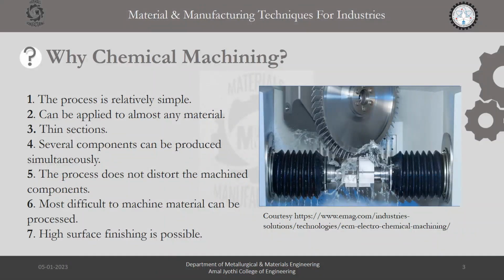This process does not distort the already machined components. So if the material has undergone a machining process before the chemical machining is applied, the chemical machining process itself does not distort the already machined parts. The next one is that the most difficult to machine materials can be processed. Complex designs can be processed with ease using the chemical machining process, and high surface finishing is possible. So the material after undergoing chemical machining usually has high surface finishing compared to the other machining processes.